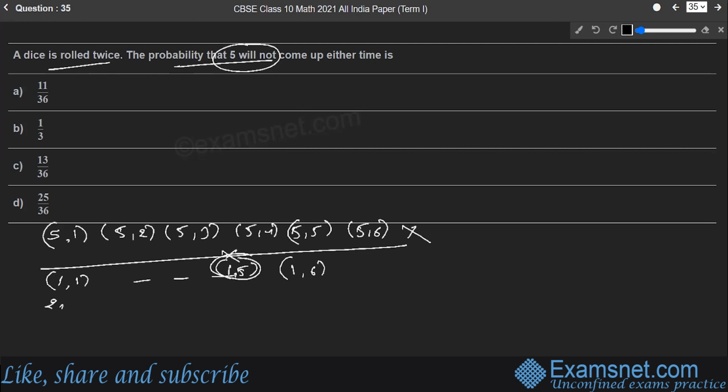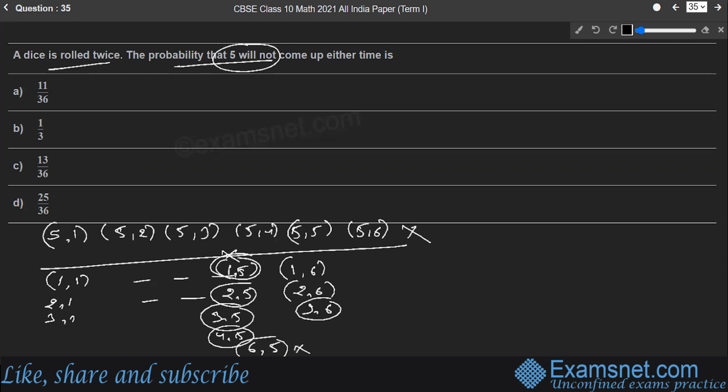Similarly, there's a line from 2-1 to 2-6. In that line, there falls a 2-5. We don't want that also. Similarly, 3-1 to 3-6, we don't want 3-5. Similarly, we don't want 4-5. 5-5 is already covered. Similarly, we don't want 6-5. So these are the cases that we don't want. These are 5 in number: 1-5, 2-5, 3-5, 4-5, and 6-5.